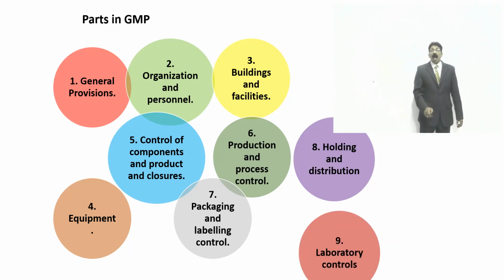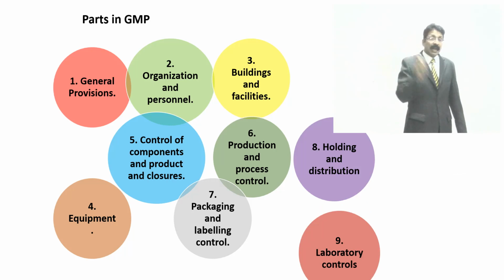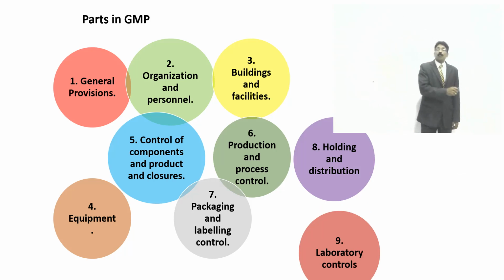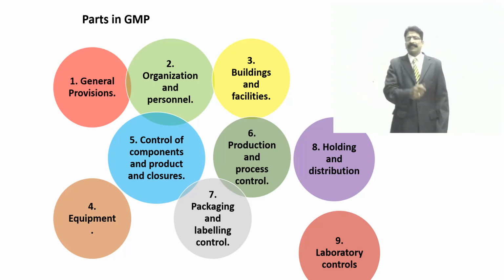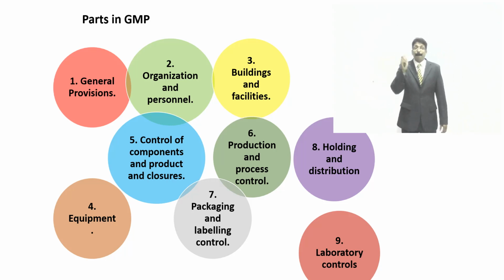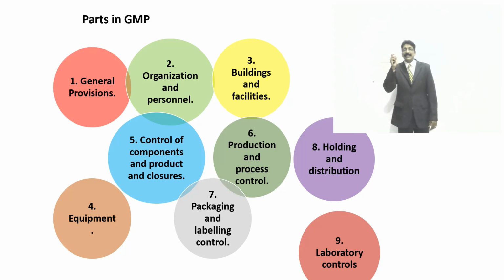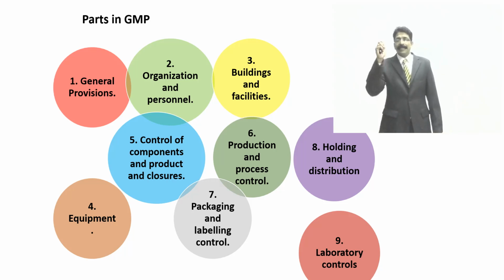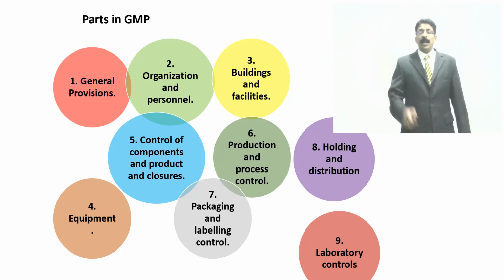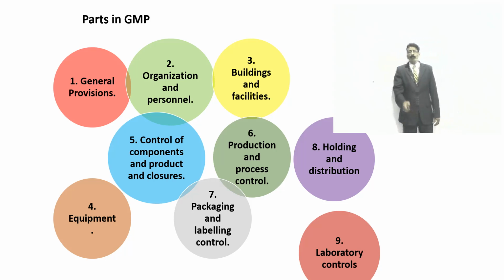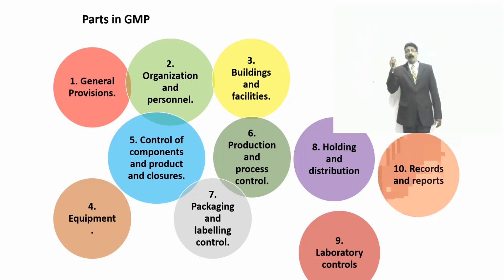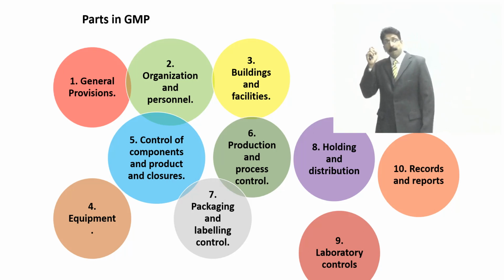And the 9th one is laboratory control. Good laboratory practice, which you have come across. Here it is all together, we are just telling good manufacturing practice also. A part, the 9th one, is laboratory control, analytical practice, and what all the assays, what all the chemical tests, and what all the things carried out inside the premises. And number 10, records and reports, very important.